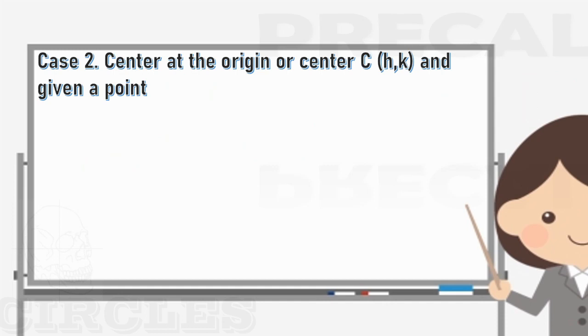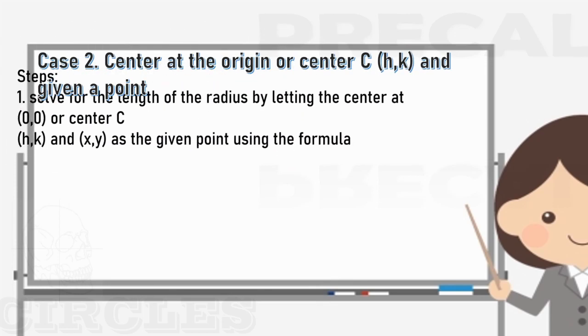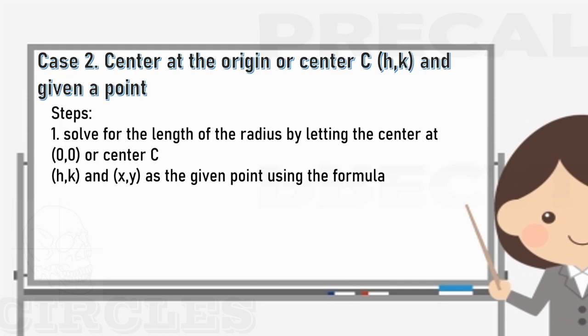For case 2, center at the origin or center C, h, k and a given point. So, here there is no radius, which means we will find it. So, first step, solve for the length of the radius by letting the center at 0, 0 or center C, h, k and x and y as the given point using the formula r is equal to square root of x minus h squared plus y minus k squared.